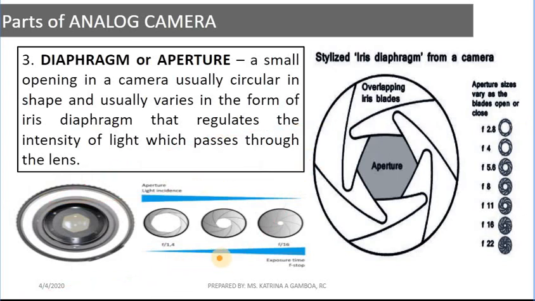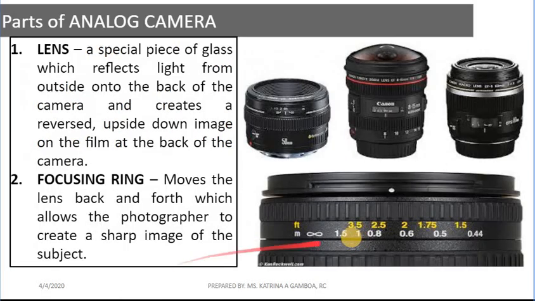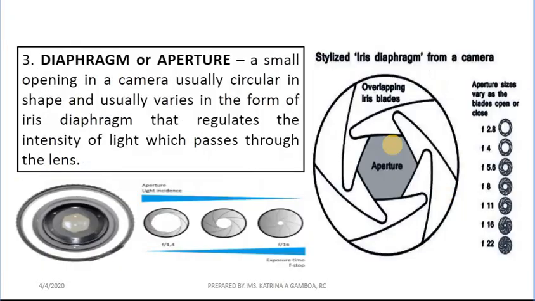Saan makikita si aperture? Inside the lens. Paano natin nalaman ang sizes ng aperture? Through the use of the focal number. Ayan. Saan nakikita yan, ma'am? Balik tayo dun sa kanina. Nakita nyo ba yan? Diba? Ayan o, meron siyang 1.5, 0.08, 0.06, 0.44, or sometimes dito. So, that is the aperture.